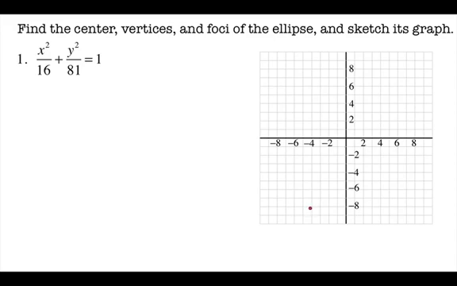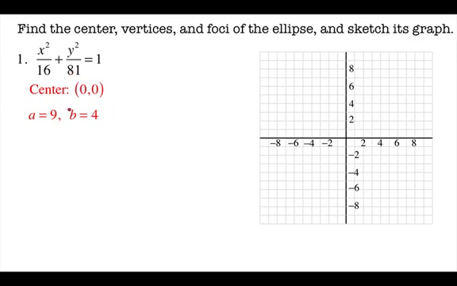Here's number 1. It says find the center, vertices, and foci of the ellipse and sketch its graph. So this is what you have. Notice that in this case, the center is at (0, 0). And from here, you know that the a is 9.